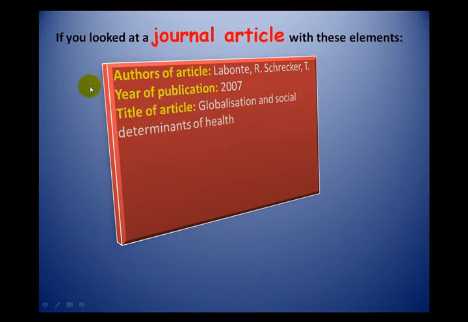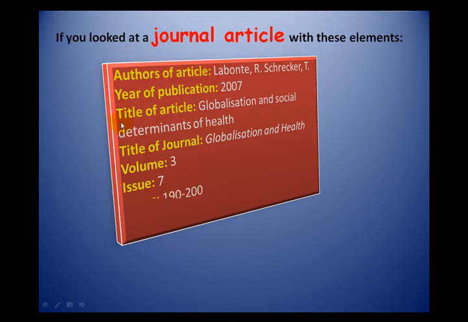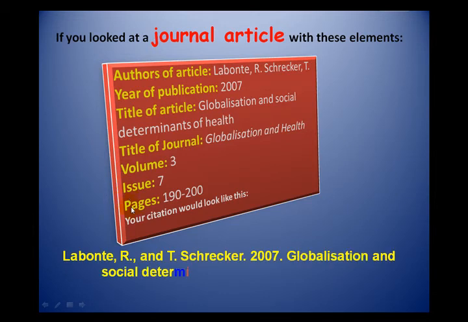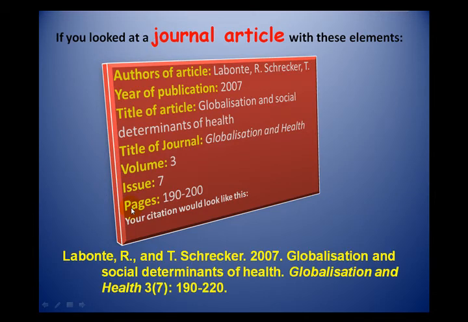Okay, as we can see, we have the authors of the article, the year of publication, the title of the article, title of the journal, the volume number and issue number of the journal, and finally the pages of the article. Your citation would look like this, with authors, date, title of the article, title of the journal, volume number, issue number, and the pages.